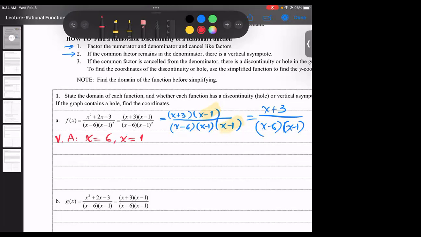Is there a removable discontinuity? It was, right? The x equals 1 was my removable discontinuity. But the problem is that you only have 1 on the top, but you got 2 on the bottom, right? So x equals 1 remains a vertical asymptote, right? So the conclusion: there's no removable discontinuity here. You're only able to remove 1 of them, but there's still the same 1 left over in the denominator.